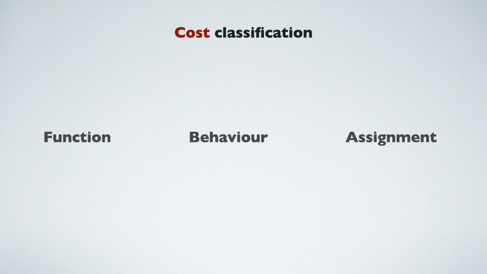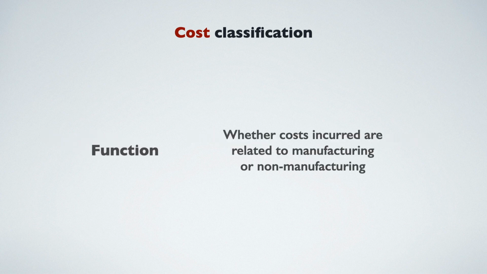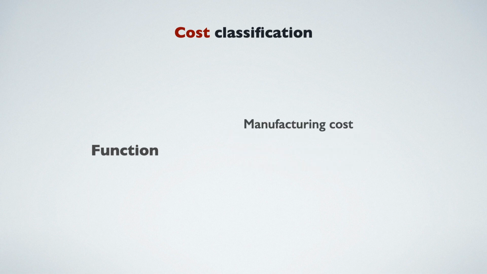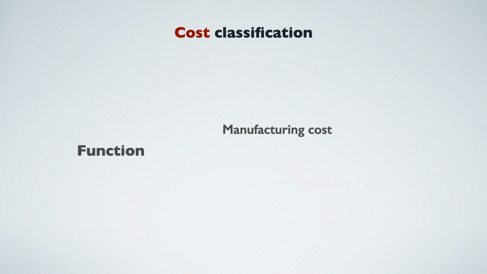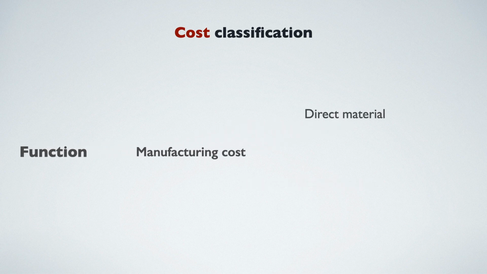Costs can be classified according to three aspects, which are function, behavior, and assignment. When you classify the cost according to its function, you have to determine whether the cost is related to manufacturing or not. Hence, the cost function is divided into two types, manufacturing and non-manufacturing costs. First, let's look into manufacturing cost details. It includes direct materials, direct labor, and manufacturing overhead.